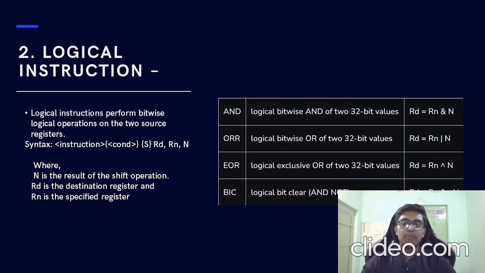AND is the logical bitwise AND of two 32-bit values, that is Rd is equal to Rn AND N. ORR is the logical bitwise OR of two 32-bit values. EOR stands for XOR, and this is the logical exclusive OR of two 32-bit values. BIC clears the bit, both for AND and NOT, that is Rd is equal to Rn AND NOT N.